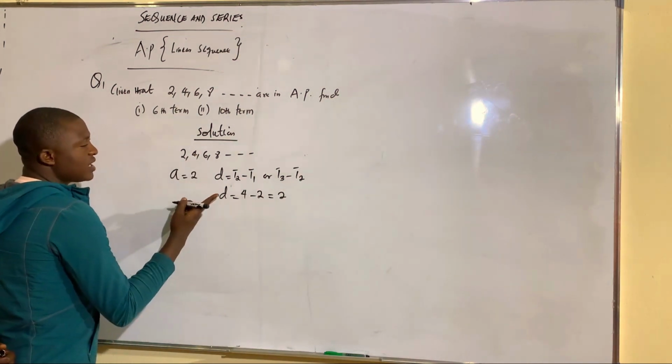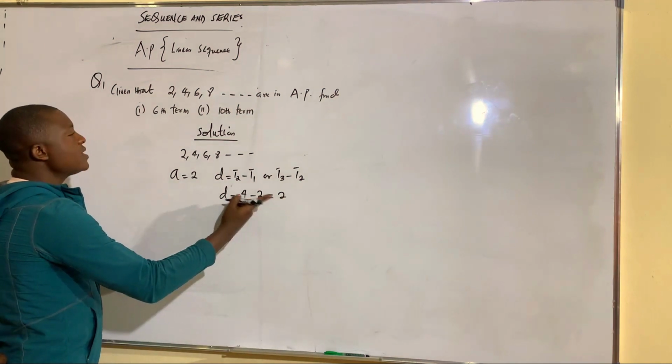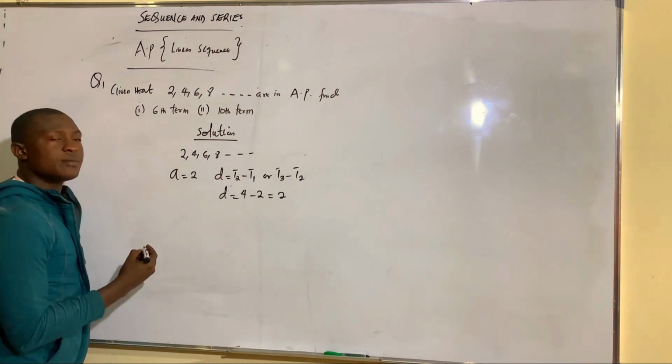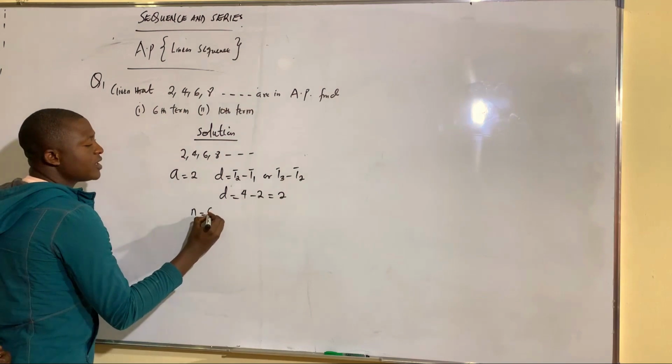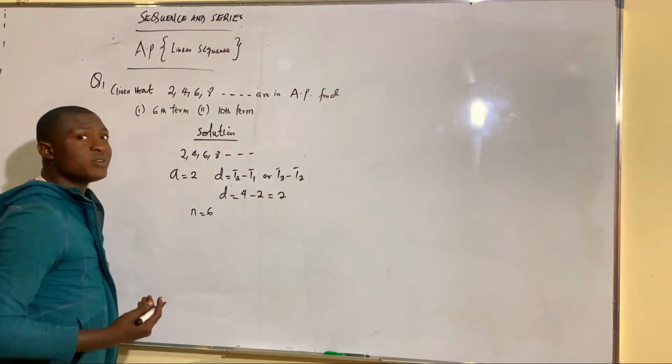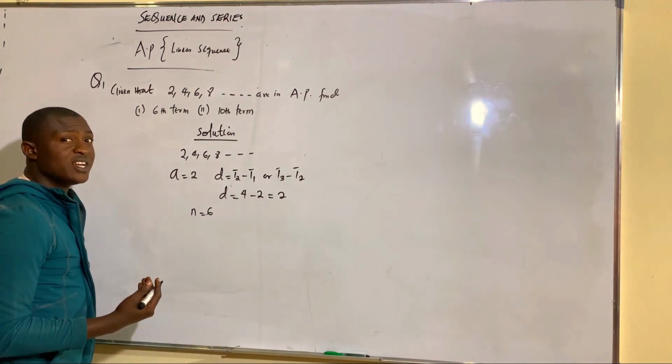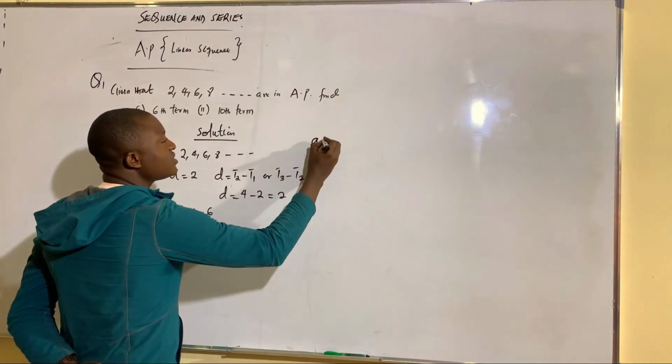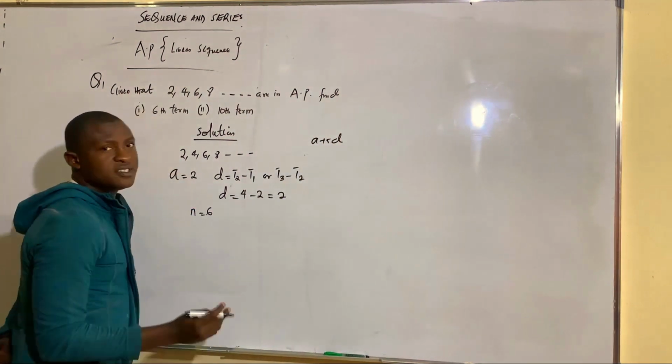So now that means our common difference is 2, right? Now we are asked to find the sixth term, meaning when the number of terms is 6. Recall I told you, how can we write the sixth term? So I told you earlier. Yeah, exactly. That's going to be A plus 5D, isn't it?